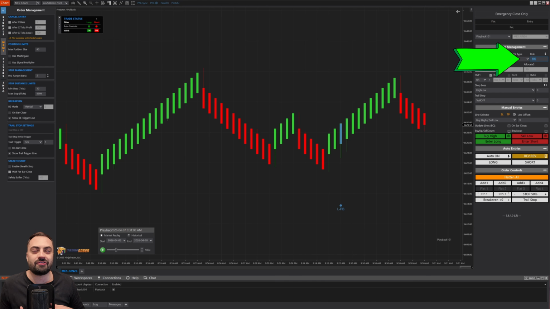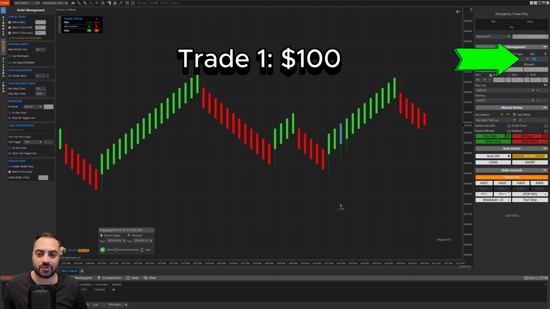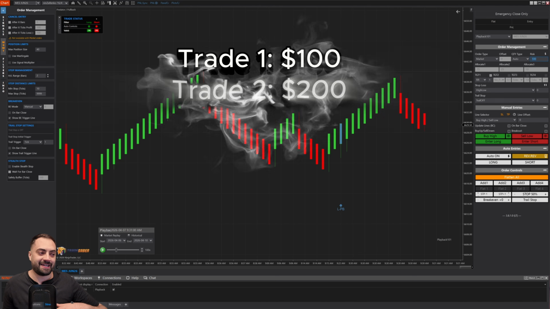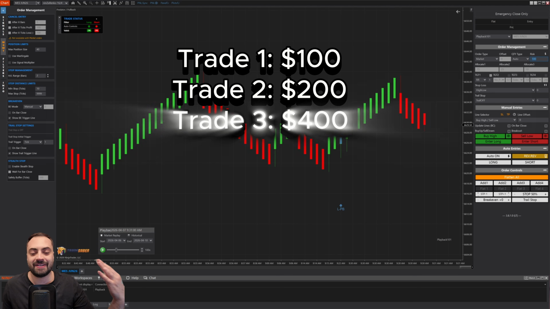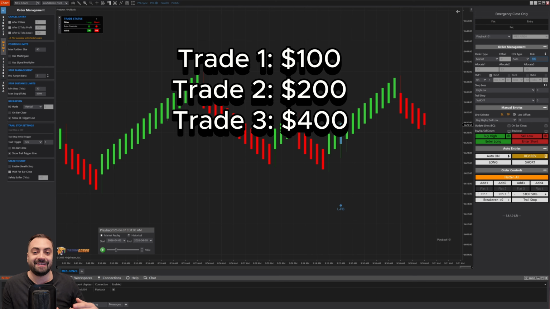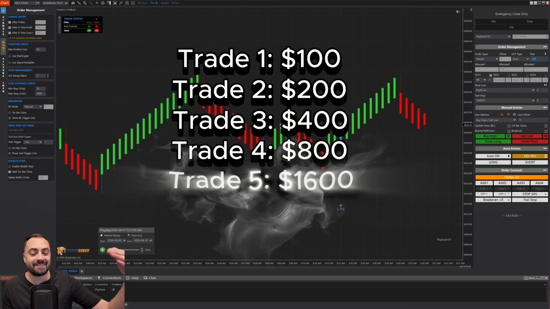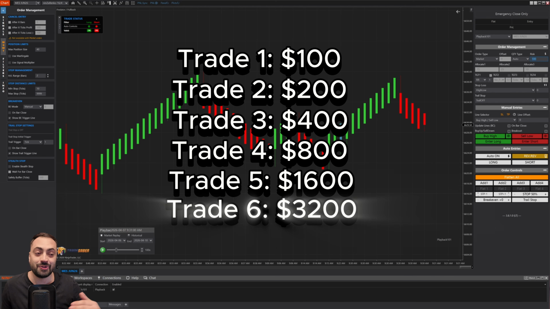Let's say we start off risking only $100 per trade. We lose that first trade, and now our second trade is going to go up to a $200 risk. And then we lose that one, then the next one is $400. And then it's $800, $1,600, $3,200. So as you can imagine, it's very, very easy to balloon out of control.